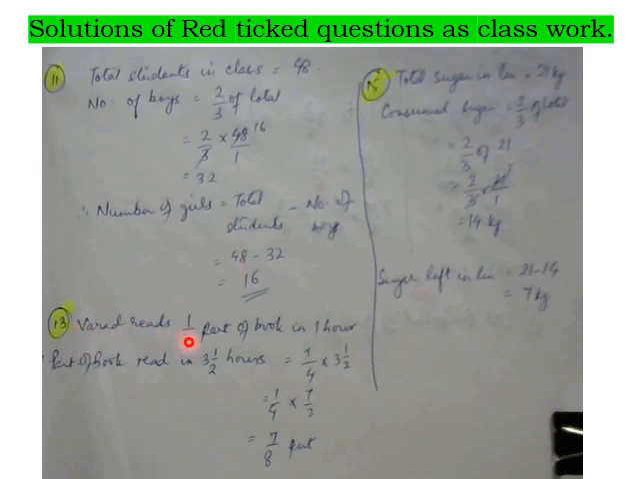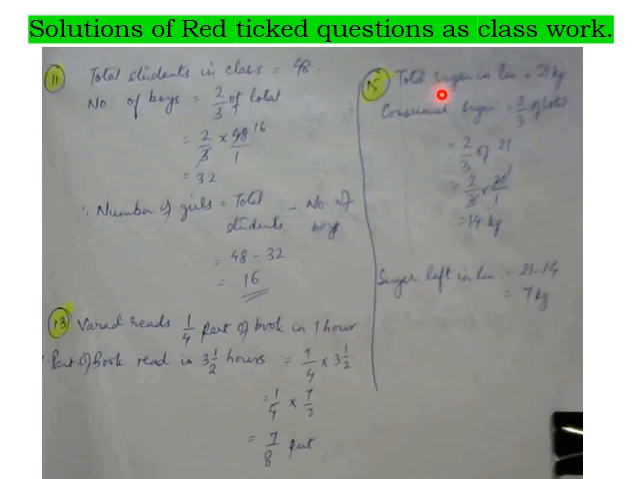Question number 13 says, Varad reads 1 by 4 part of a book in 1 hour. How much part of the book will he read in 3.5 hours? So according to the question, Varad is reading 1 by 4 part of the book in 1 hour. The part of the book read in 3.5 hours is 1 by 4 into 3 whole 1 by 2. That is equal to 1 by 4 into 7 by 2, which is coming as 7 by 8.